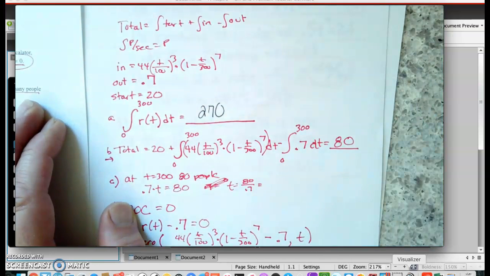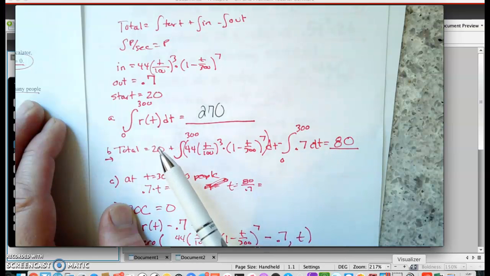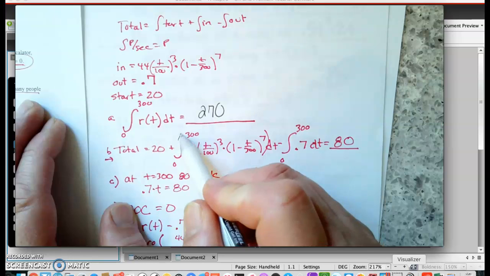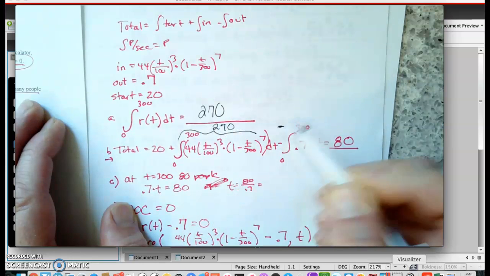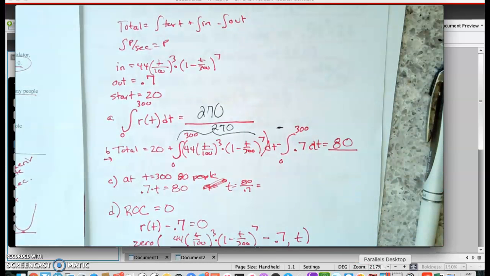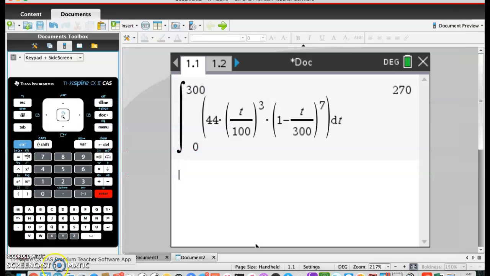So the second part asks for the total, which is start, which is 20, plus this integral here, which we know now is 270, minus the integral from 0 to 300 of 0.7, where that's the rate. So let's go to the calculator. Oh, let me go to the calculator. Then I'm going to pause it after this.